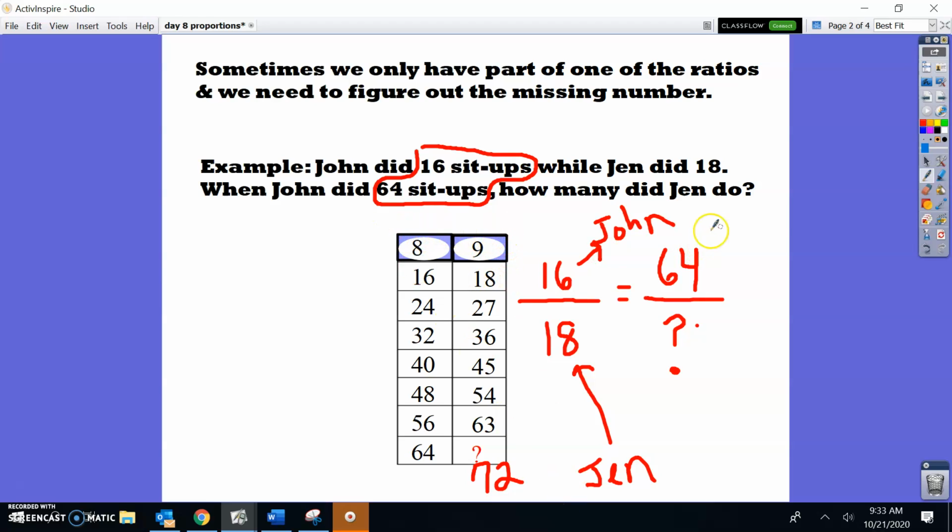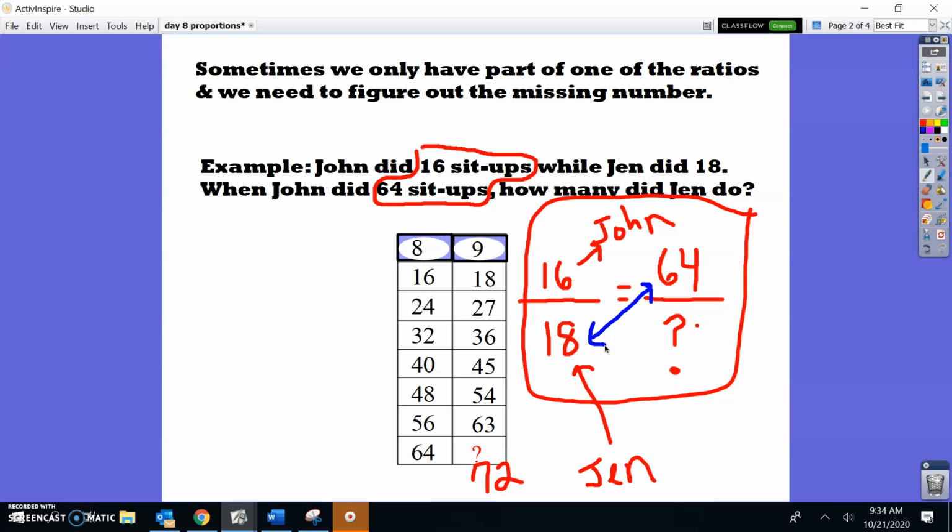So instead of doing all of that, we're going to set up a proportion, which is over here. And I'm going to have two steps. Step number 1, I'm going to cross multiply. Now, I don't know 64 times 18 off the top of my head, so I'm going to go ahead and grab a calculator, and I want you to do the same. I'm going to take 64 multiplied by 18, which equals 1,152.